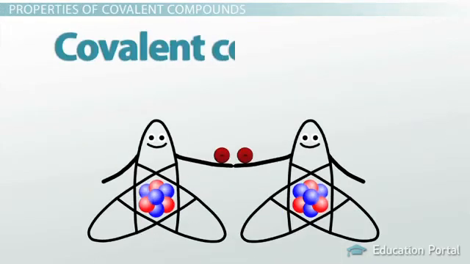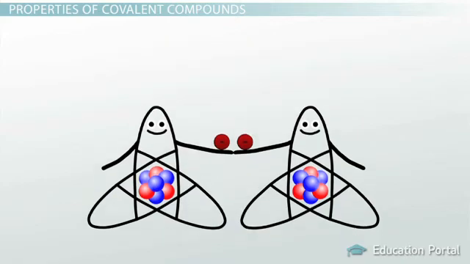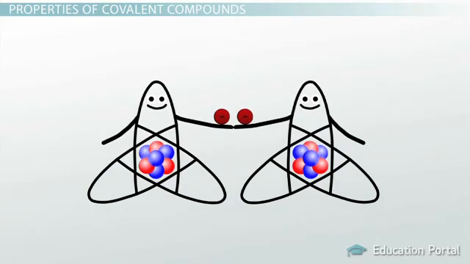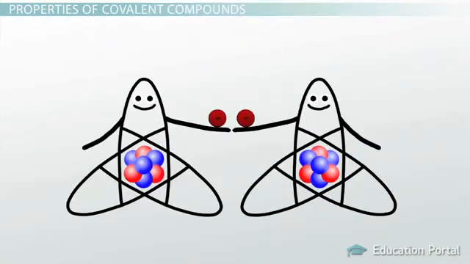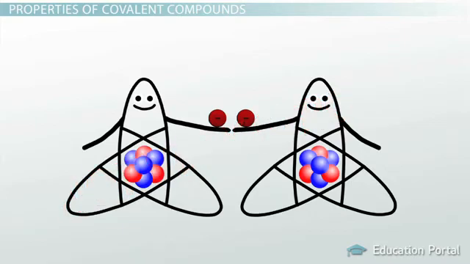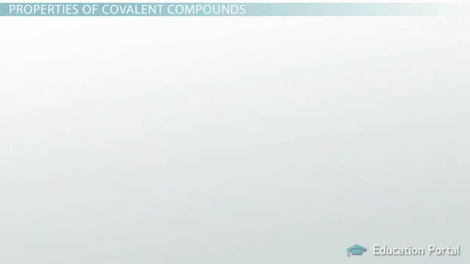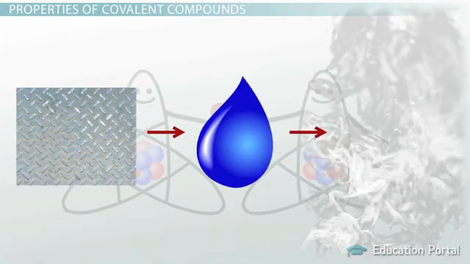Covalent compounds are formed when a compound is held together by covalent bonds, and the atoms share valence electrons. These elements are sharing their electrons because neither one of them has the strength to take the electrons from the other. Because they are sharing them, rather than transferring them as they do in ionic bonds, the bond isn't as strong as other types. Since the bond in a covalent compound isn't that strong, they are easy to break apart. This means it is easy to move them from a solid state to a liquid state, and from a liquid state to a gaseous state, giving them low melting and boiling points.